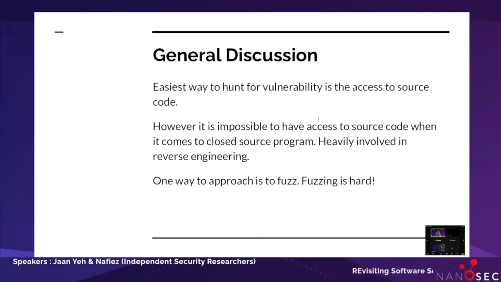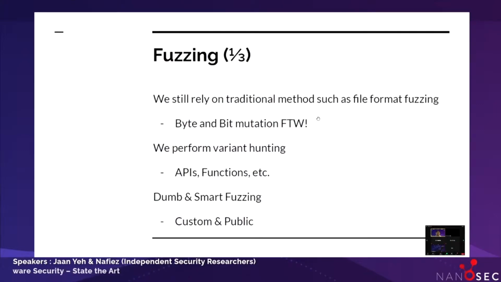Of course, the easiest way to hunt for vulnerabilities is to have access to the source code itself. However, it is impossible to have access to source code when it comes to closed source software. Thus, this heavily involves reverse engineering. One way to approach this is to fuzz. Fuzzing is hard, but it is fun.